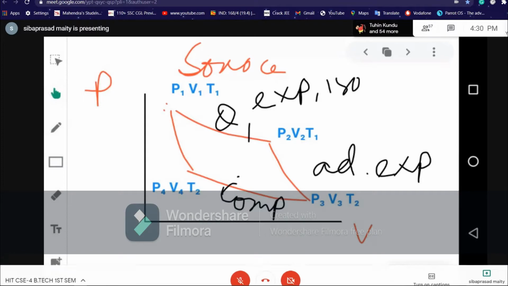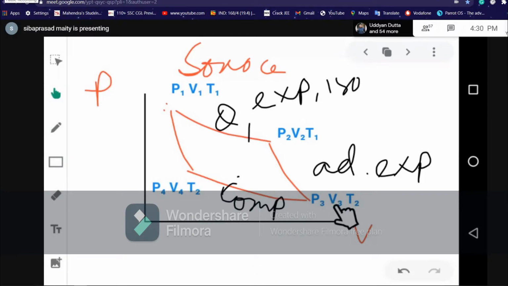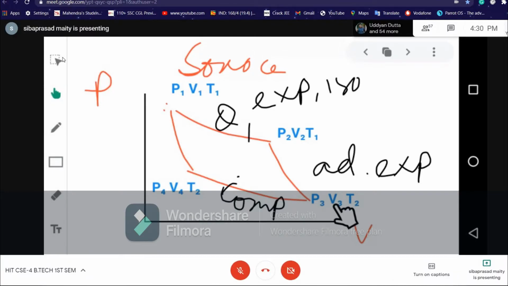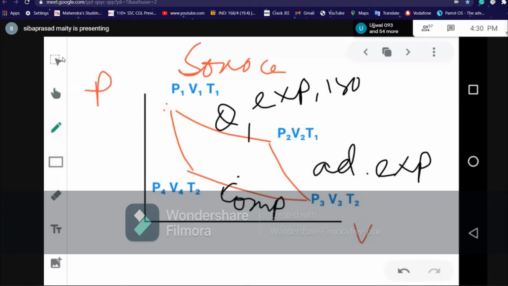But when we are trying to compress the gas, the temperature starts to rise due to enhanced energy, but that energy will be absorbed by the sink. So at this stage 3, it is placed near to the sink. Whatever the energy enhanced, that will be absorbed by it to keep its temperature constant. So the third step is isothermal reversible compression.